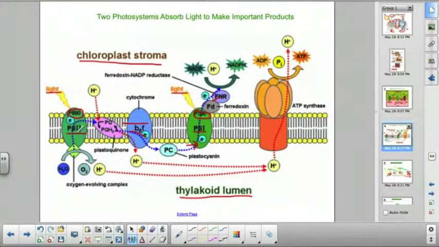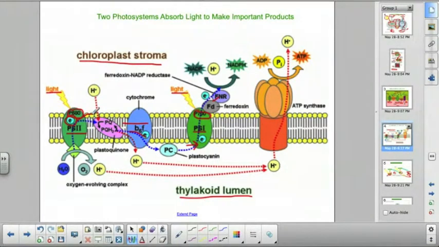Okay, so light hits this PS2, which is the photosystem 2, the P680, and that causes some of its electrons, as you can see here, little e, to get excited. And when electrons get excited, they move into a higher energy state. So they have extra energy that they didn't have before. So the light excites these electrons, causes them to have extra energy.